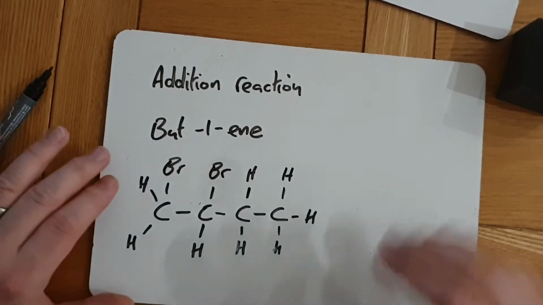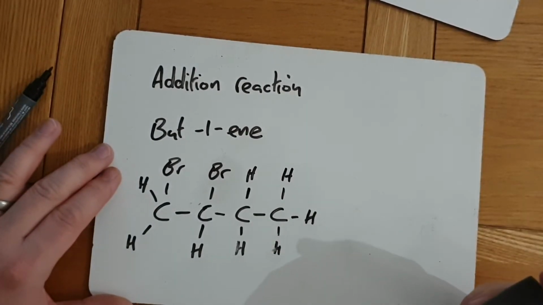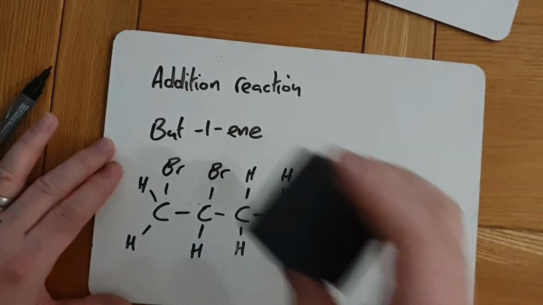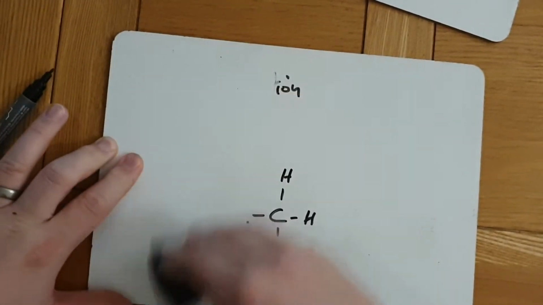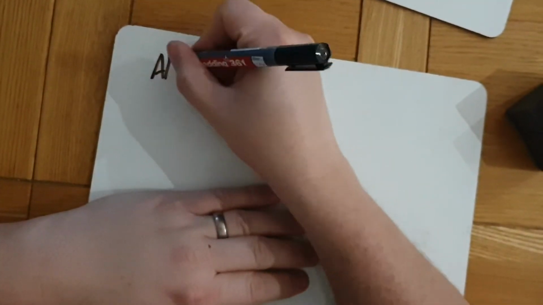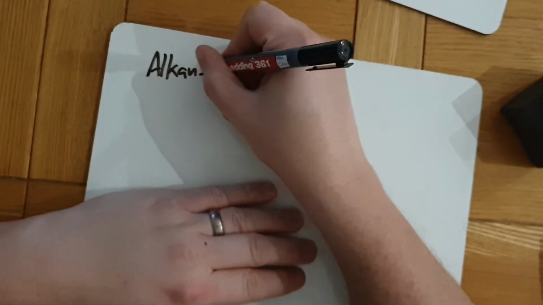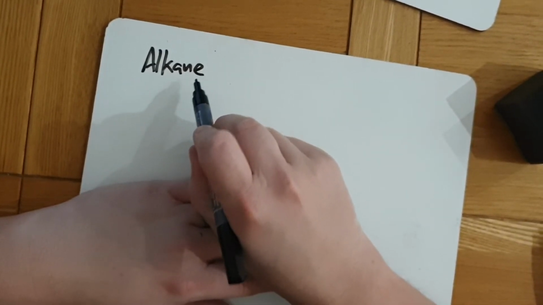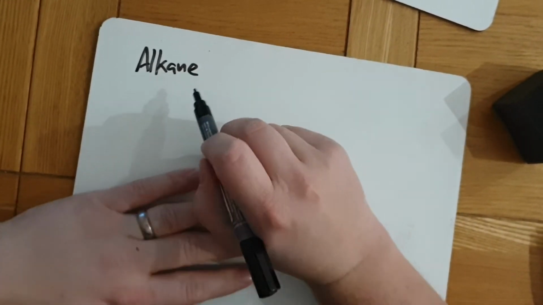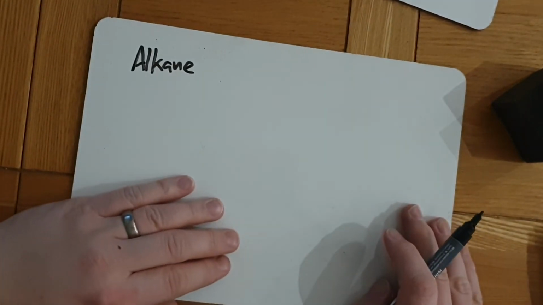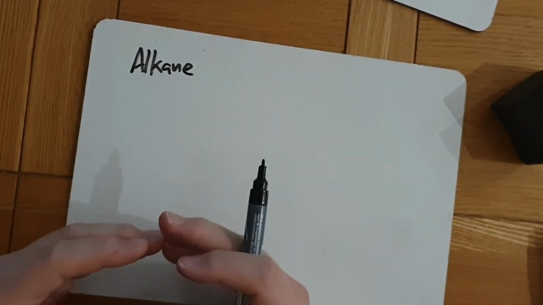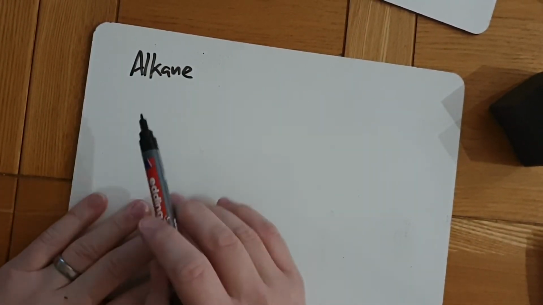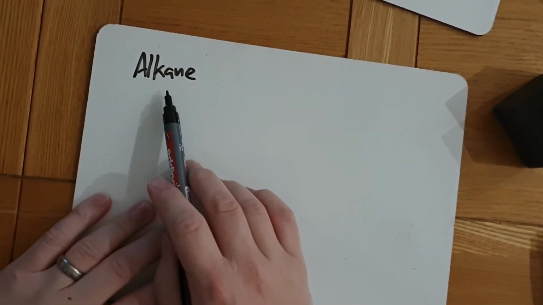Why that is incredibly useful is it lets us use bromine as a test to see if something is an alkane or an alkene. So if you remember, alkanes were saturated, single bonds, saturated. They didn't have any double bonds, so there's no double bonds to break and add the bromine to. So bromine does not react with alkanes.